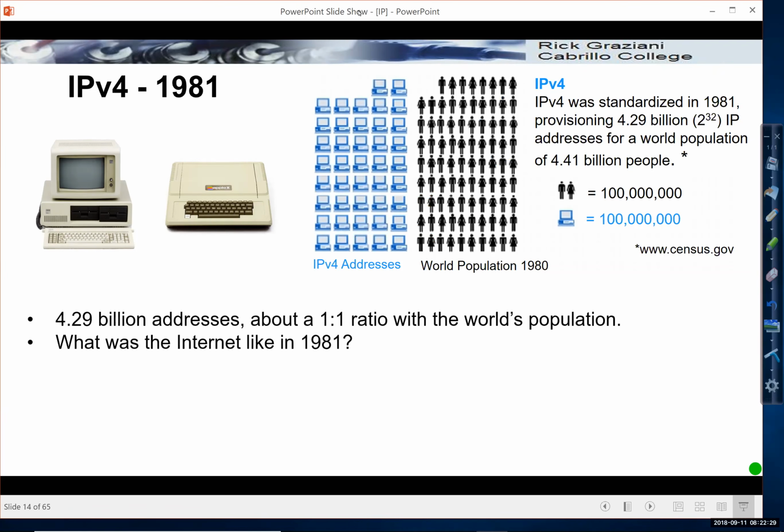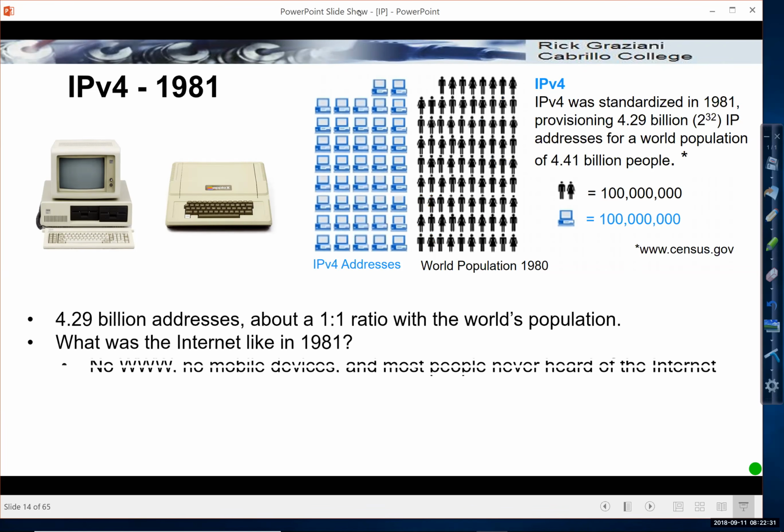And what was the internet like back in 1981? Well, there was no World Wide Web, no mobile devices. Most people had never even heard of the internet. Most people had no reason to network their computers or even attach to anything called the internet. So having an IP address, no one cared. All they needed was maybe their personal computer.